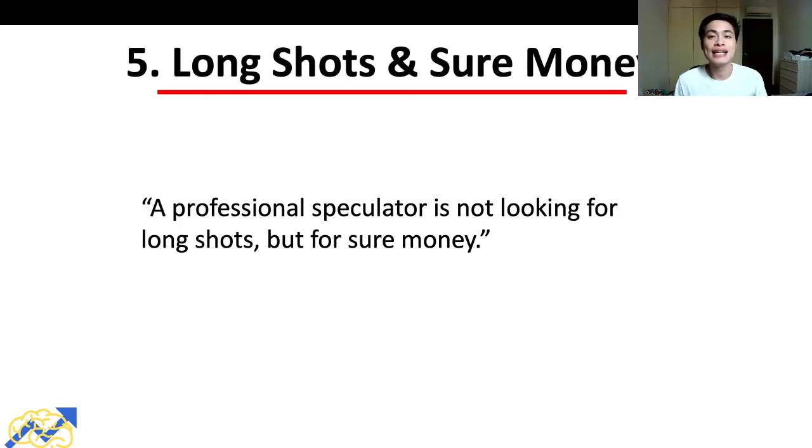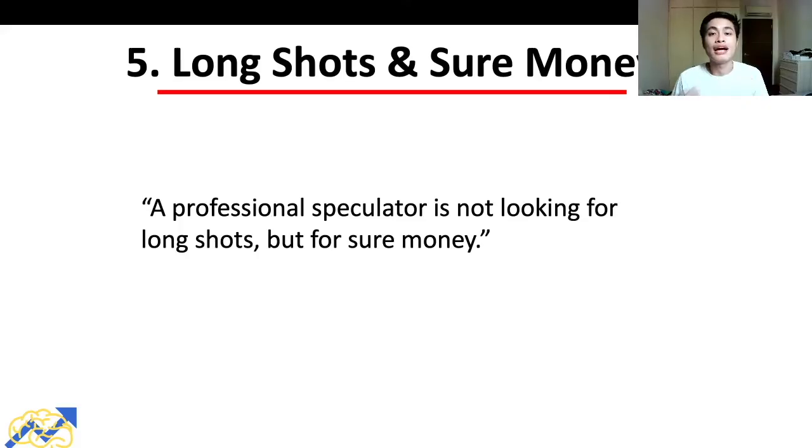The fifth lesson that I learned is the difference between long shots and sure money. And Jesse Livermore has this to say about the topic. A professional speculator is not looking for long shots, but for sure money. And I think this applies to both investing and trading in the stock market. As investors, we always want to look for the next big thing. The next Google, the next Facebook, the next Amazon. The kind of stocks which can appreciate by more than a few 100% over time.